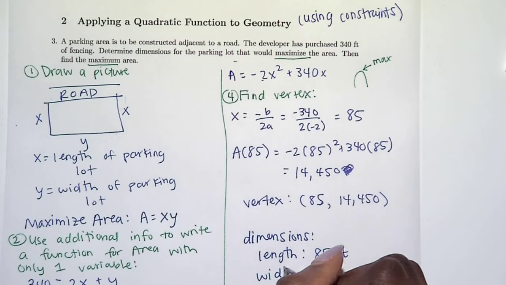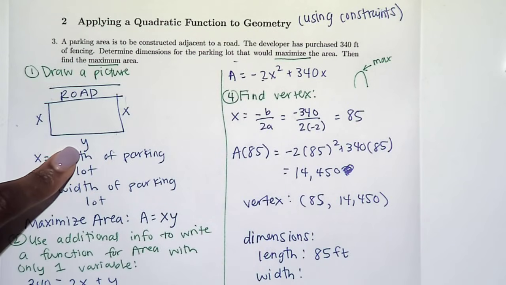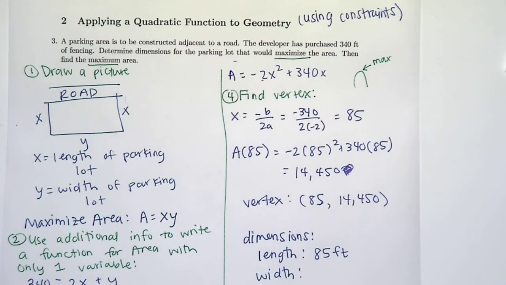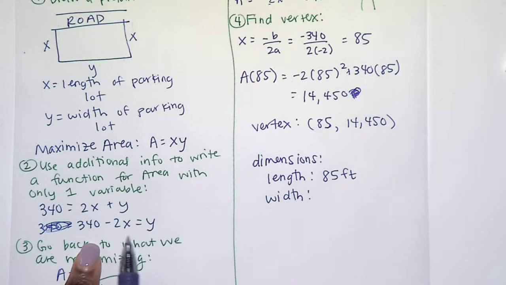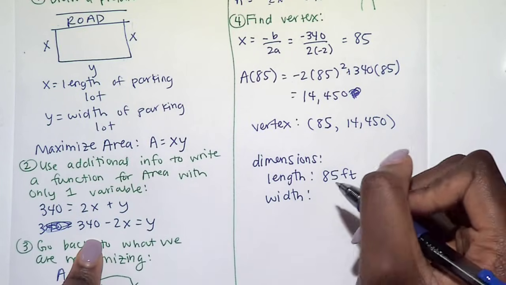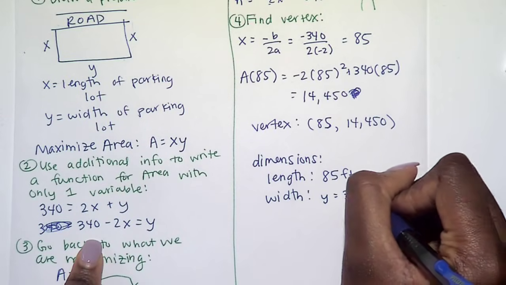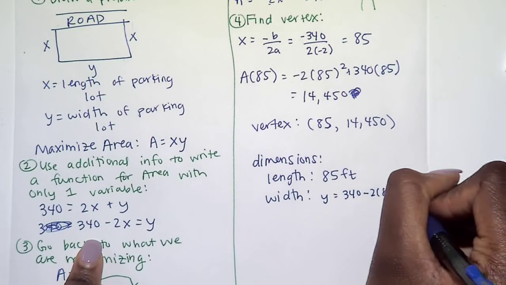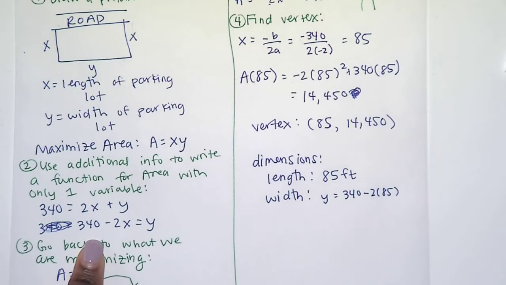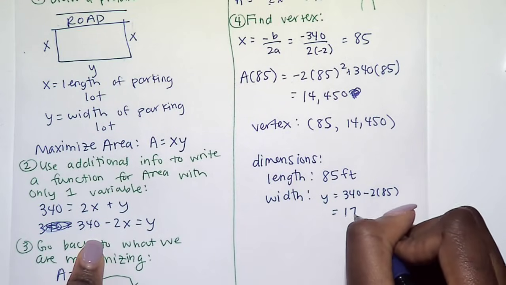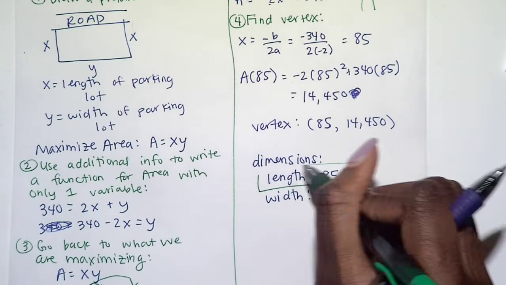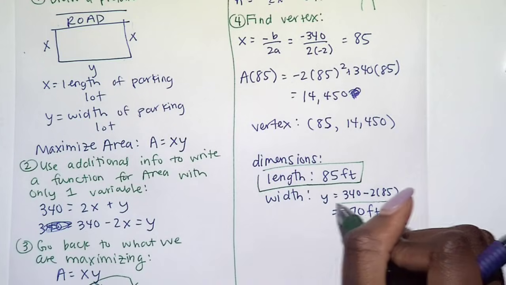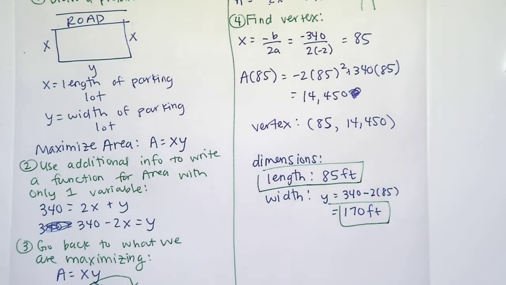How do we figure out the width? Well, that's y. How do we figure out what this y is if we know x? Well, we did some work down here, and we solved for y in terms of x, so we can find it. So y is 340 minus 2 times 85. All right, if I'm not mistaken, this gives me 170 feet. So we get length is 85, width is 170. So that's part of the answer.